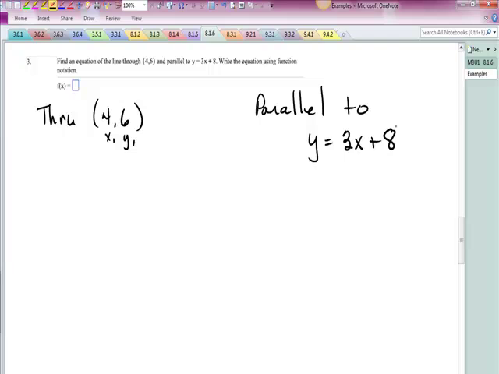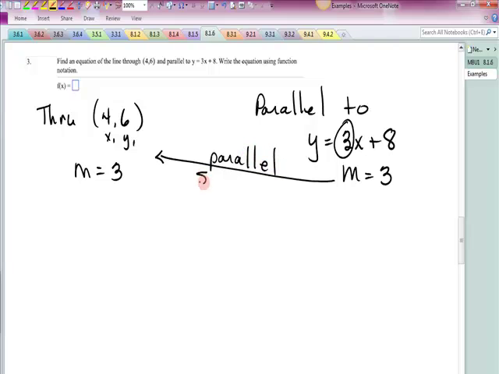This is a really friendly problem because it's parallel, so I need to know the slope of this line, and I can see it. This slope is 3, which means my slope is 3 because parallel means same slope.